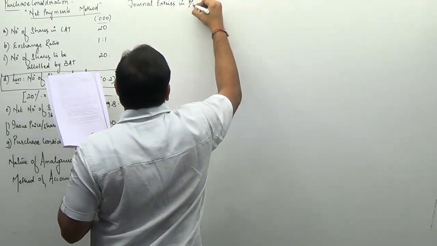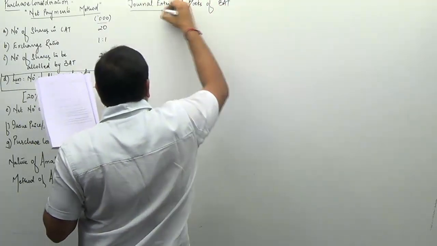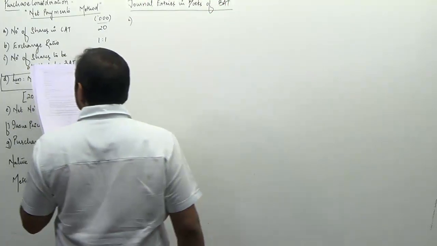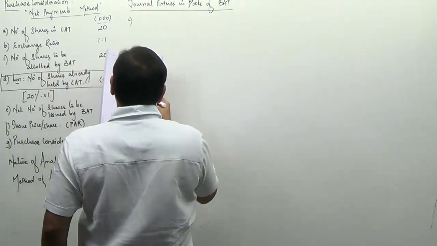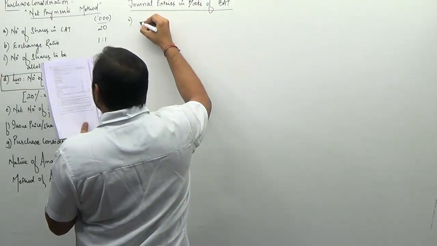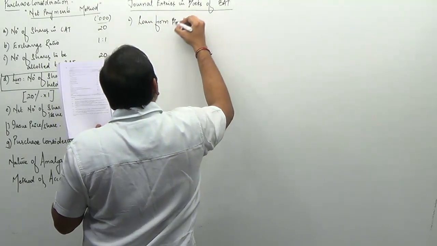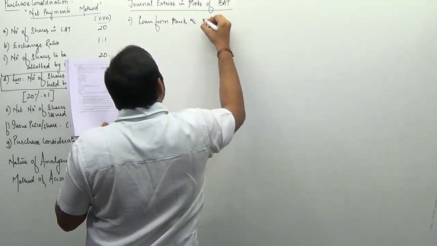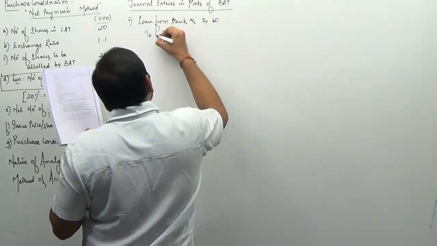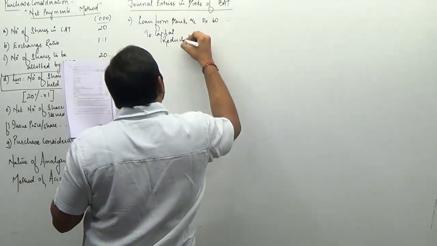So first the journal entries in the books of BAT. First go with the internal reconstruction process. First one: bank agreed to waive off 60,000 of loan in BAT. So check loan from bank. Yes, there is a loan from bank. Debit that because it is being waived off. I am reducing the liability, so I am debiting it. Credit should go to capital reduction account or internal reconstruction account. Anything is fine.